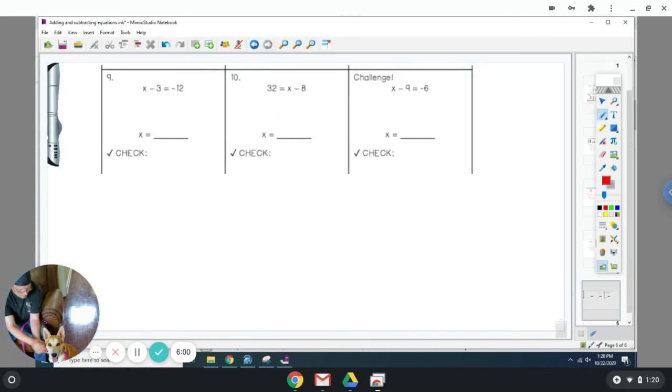All right, let's try these. So the 3 is being subtracted, so you're going to add 3 to cancel it out. Negative 12 plus 3 is negative 9. So now you have negative 9 minus 3, which is negative 12. So negative 12 equals negative 12. That's true.